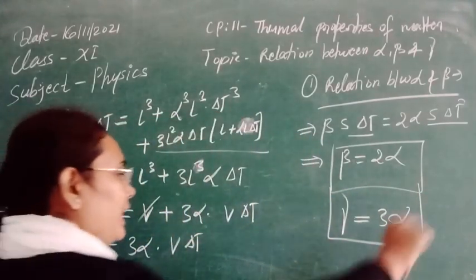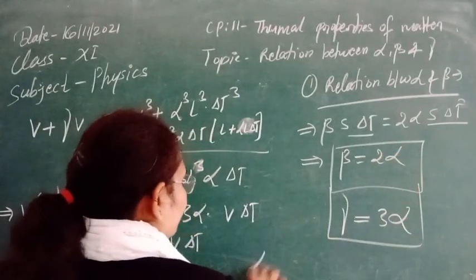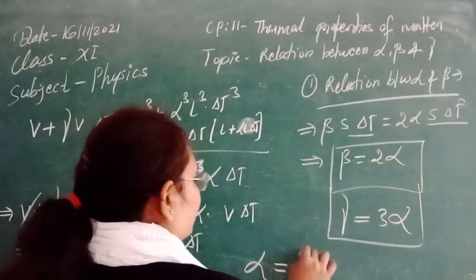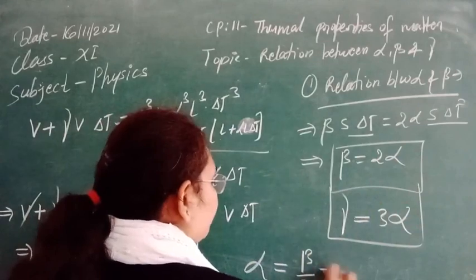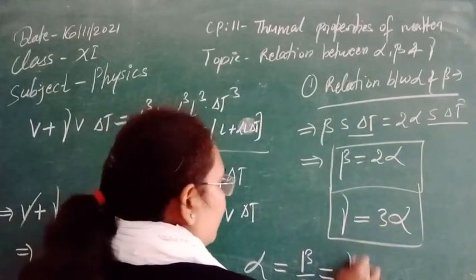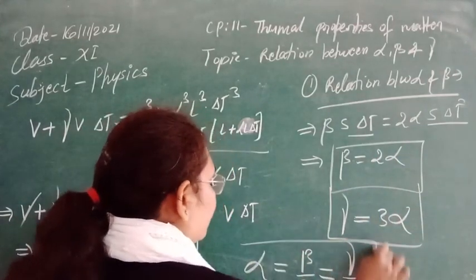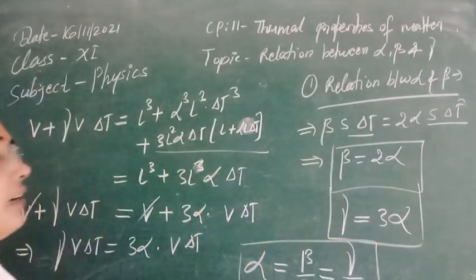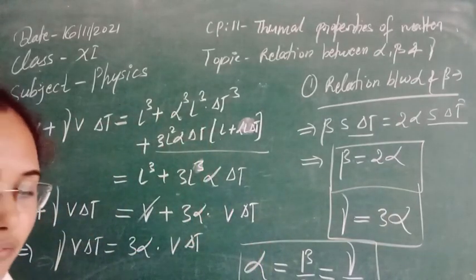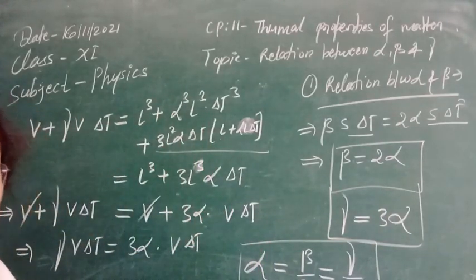So in general, if we have to write the relation, we can write alpha is equal to beta by 2, and alpha is equal to gamma by 3. So this is the relationship between alpha, beta and gamma that we can derive by the solution now.